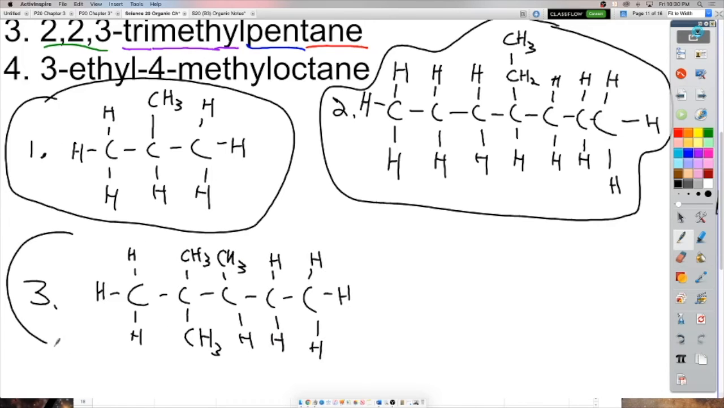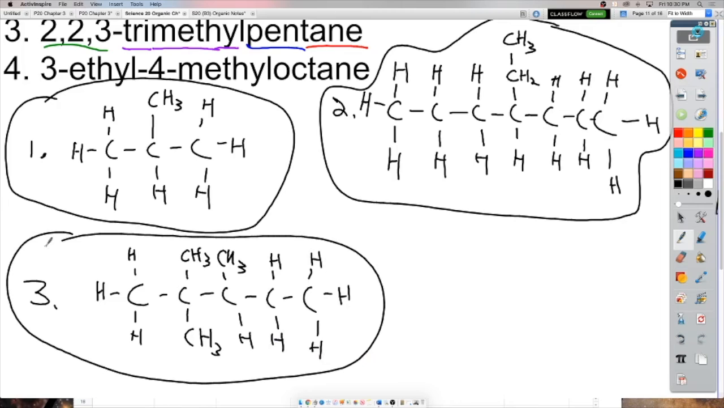Make sure every carbon's happy. And there we go, 2,2,3-trimethylpentane. All right, number 4, 3-ethyl-4-methyloctane.